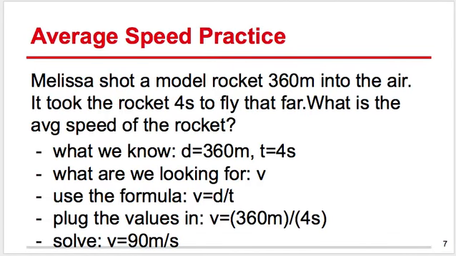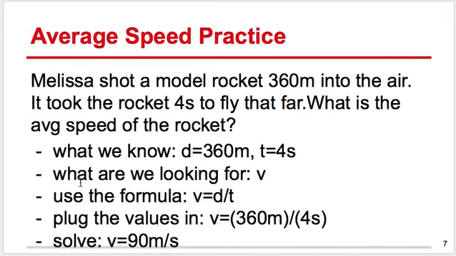So average speed practice. Melissa shot a model rocket 360 meters into the air. It took the rocket 4 seconds to fly that far. What is the average speed of the rocket? First thing you need to do is find out what you know. We know that the distance, in this case, is 360 meters. We also know that the time is 4 seconds. What are we looking for? We're looking for velocity, or v. What's our formula? v equals d over t.